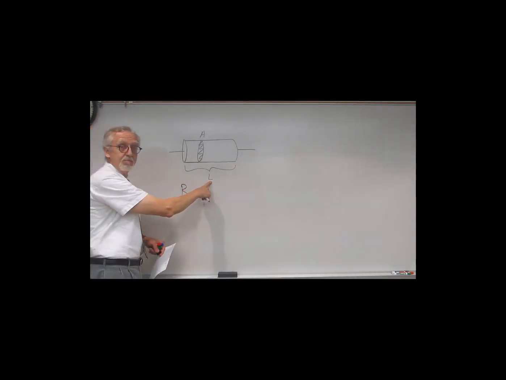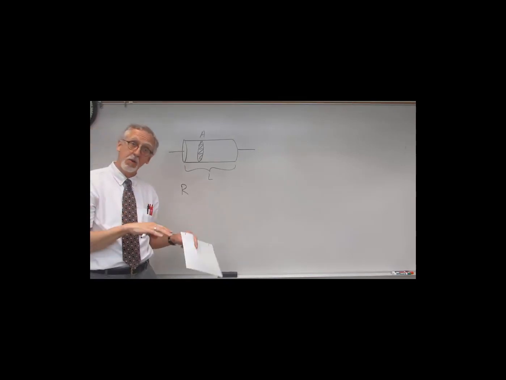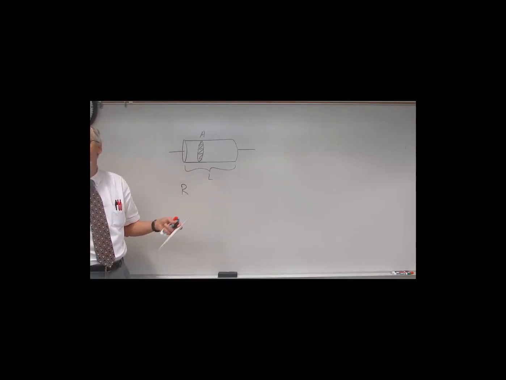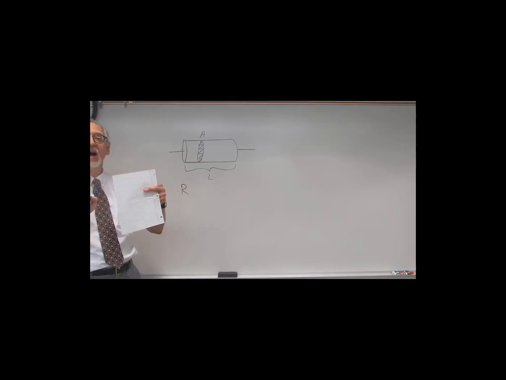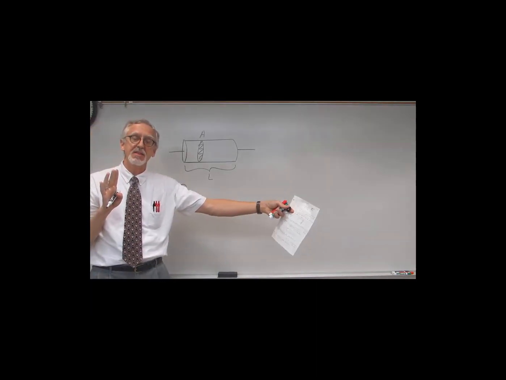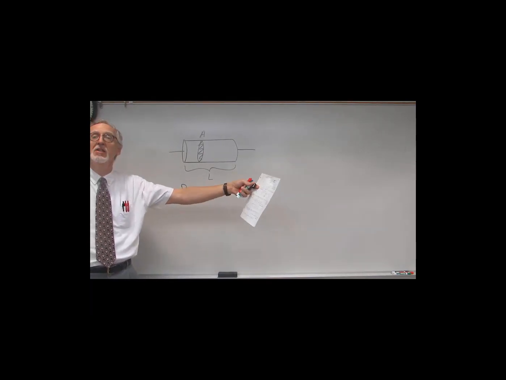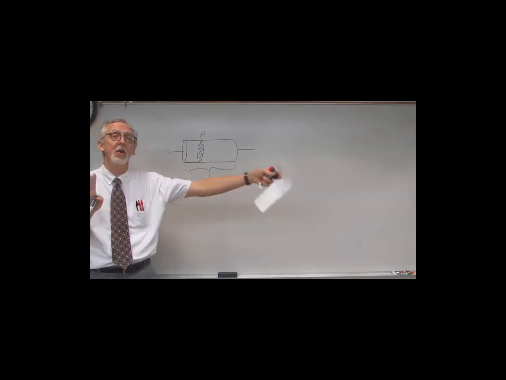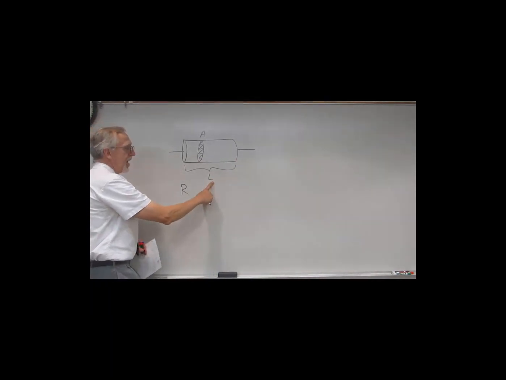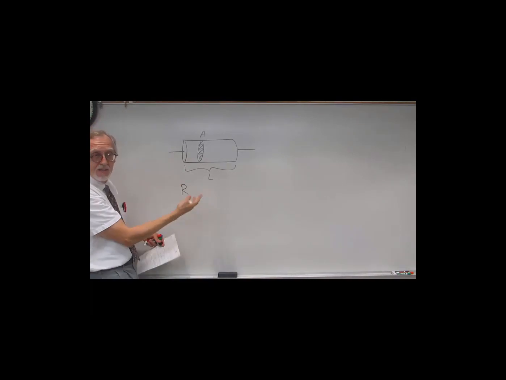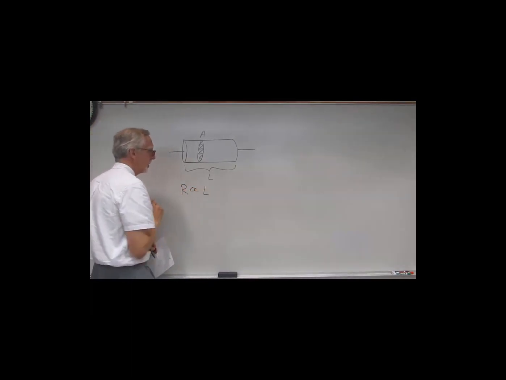Well, what about L? Now, would a longer resistor have a higher resistance or a lower resistance? What do you think? Well, imagine you're trying to run down a hallway, and you've got a hallway that's twice as long. Is that going to be easier or harder for you to run down? Well, obviously, twice as long, it's going to be twice as hard. So the longer the hallway, the more difficult it is to get down. So the bigger L, the larger the resistance. That makes sense. So we'll say R is proportional to the length.